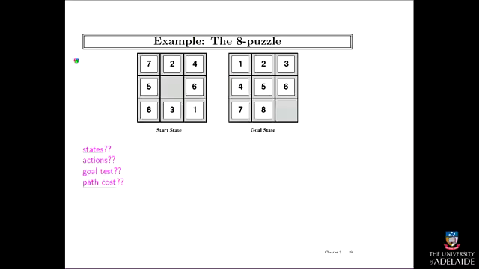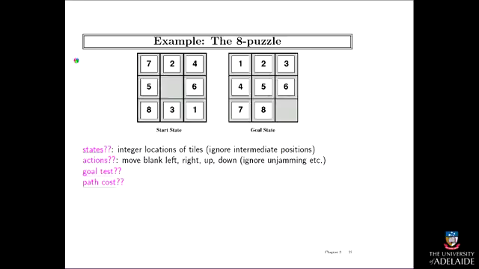So the states in this particular example are the integer locations of the tiles. Okay? So we can just write a list of 8 numbers, where the first number represents the position of tile 1, the second number represents the position of tile 2, and so on. So that's a way of enumerating all the possible states of the 8 puzzle.